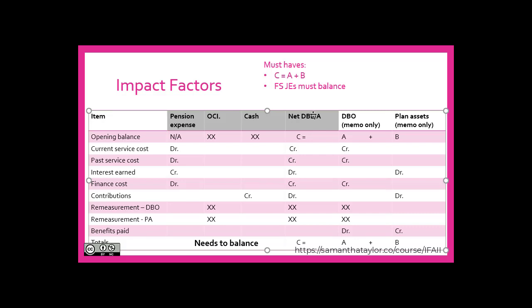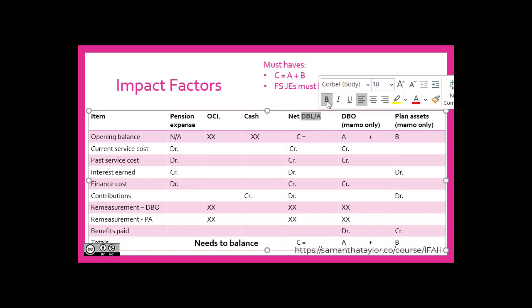So our first must-have is that our on-balance sheet defined benefit liability or asset, depending on if it's in a credit balance or a debit balance, must equal the sum of our DBO and DBA. So I put here C must equal A plus B. And friendly reminder, a DBO would be in a credit balance and a plan asset would be in a debit balance. The sum of our defined benefit obligation and our plan assets, as we discussed in the previous video, equals our net either DB defined benefit liability, if it's underfunded, or defined benefit asset, if it's overfunded. So C must equal A plus B.